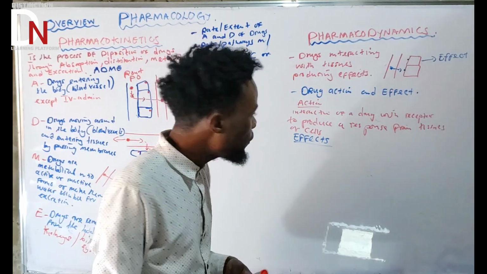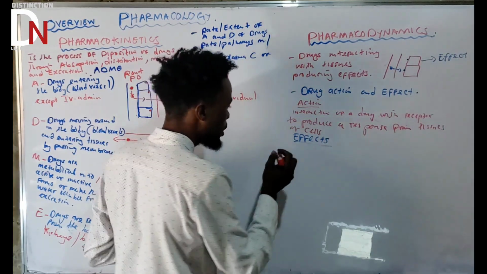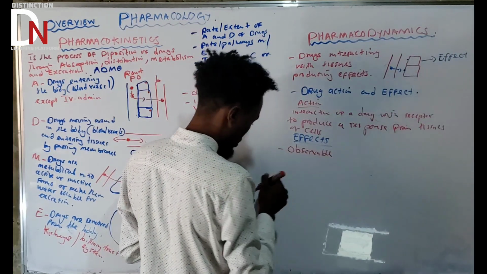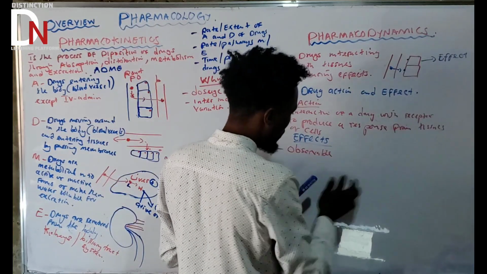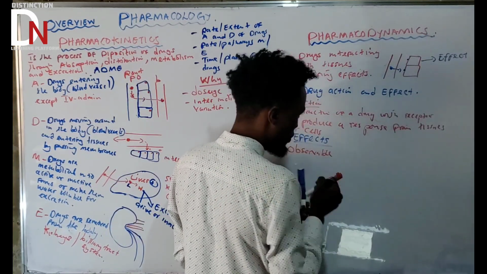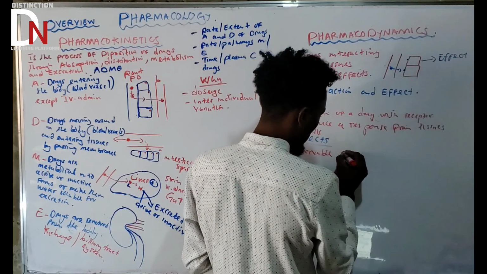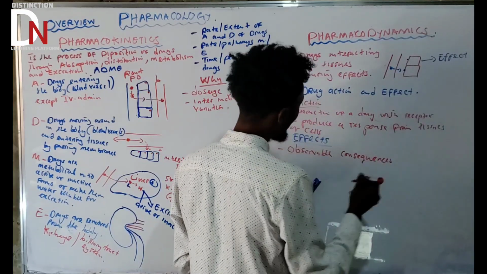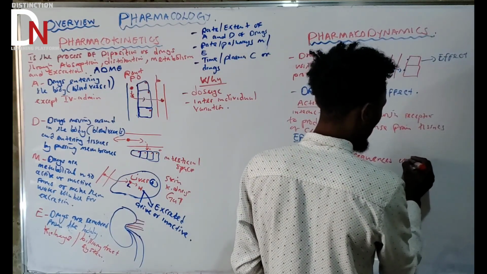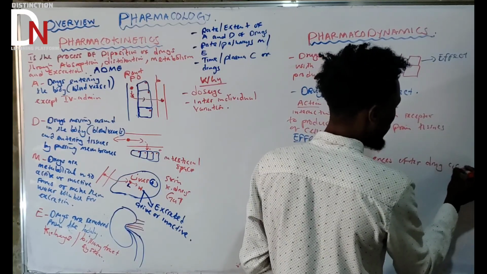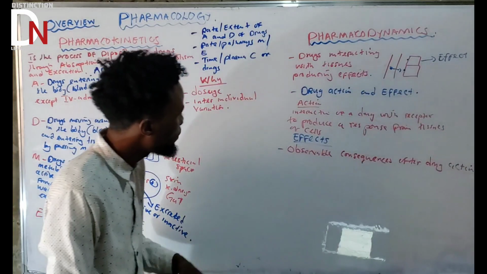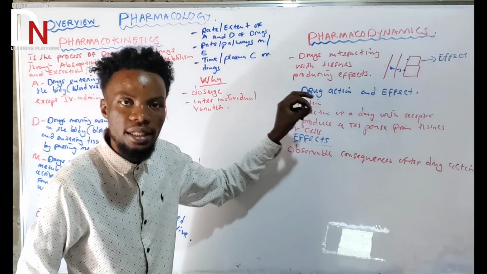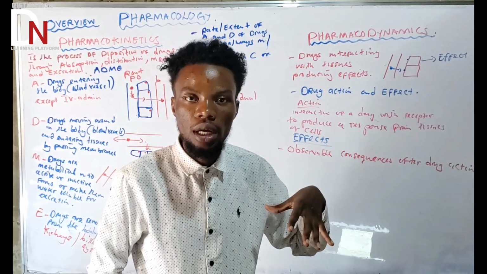So what are those? So effect, we are going to say, observable. So observable what? Observable consequences, okay? After what? Drug action. So you need to know this difference. Observable consequence after drug action. With drug action, remember that it's just an interaction, the way the drug is going to interact with the receptor.